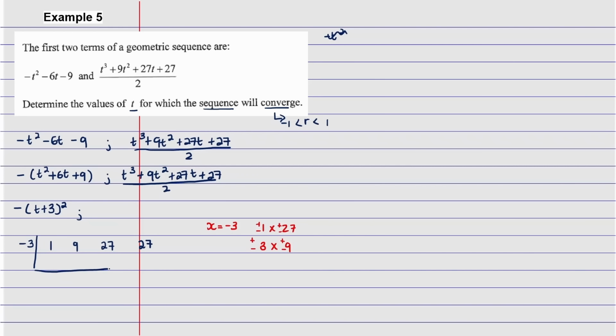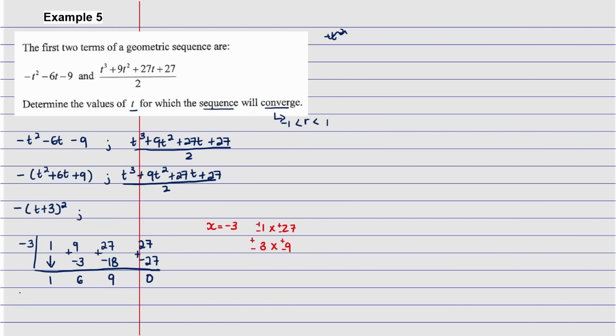So draw this down. First we drop this one, so this is going to be 1. 1 multiplied by -3 gives us -3. Then we add the 2: when we add 9 minus 3, it gives you 6. 6 multiplied by -3 gives -18. Add these 2: 27 minus 18 gives 9. 9 multiplied by -3 gives -27. Then when you add these 2 together, you get 0.